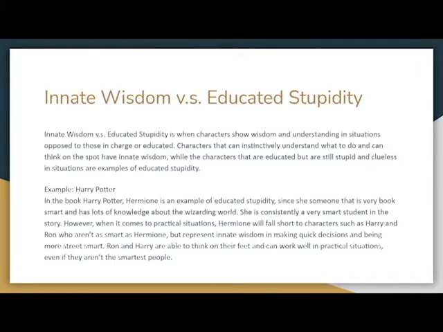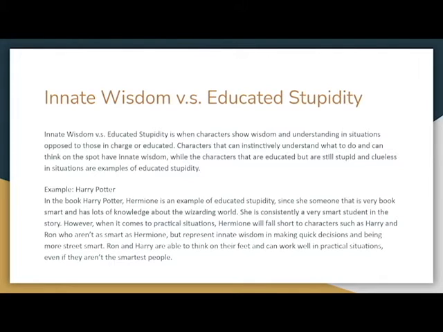The first archetype is innate wisdom versus educated stupidity. This is when characters show wisdom and understanding in situations opposed to those in charge or educated. These characters that can instinctively understand what to do and can think on the spot have innate wisdom, while characters that are educated but are stupid and clueless in many situations are examples of educated stupidity.